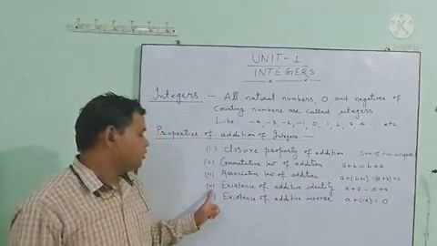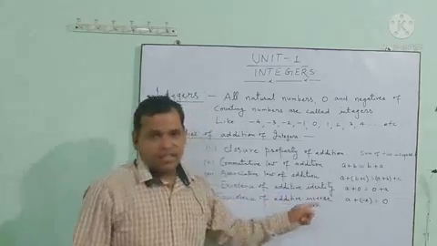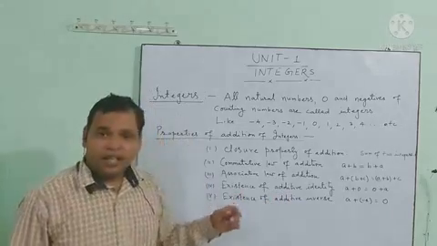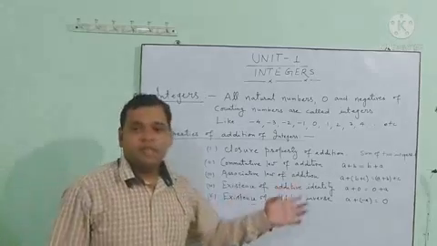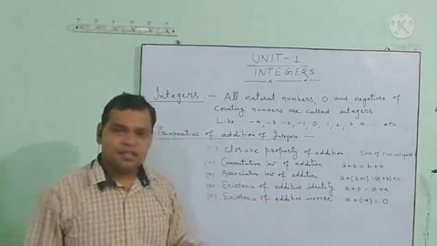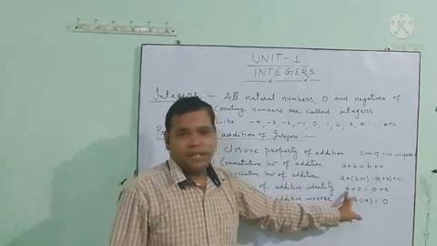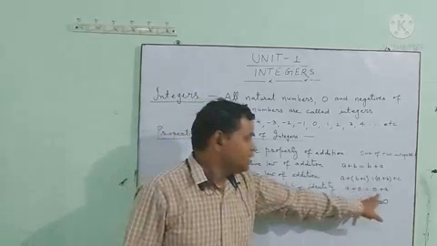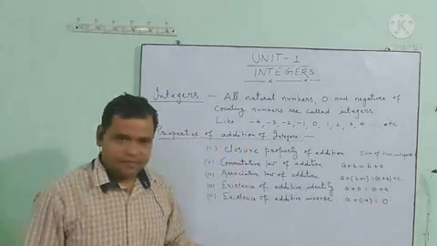Now come to fourth property, existence of additive identity. It's very easy. When we add 0 to any integer, we will get the same integer. Suppose a is an integer. When we add a plus 0, or 0 plus a, it is equal to a.